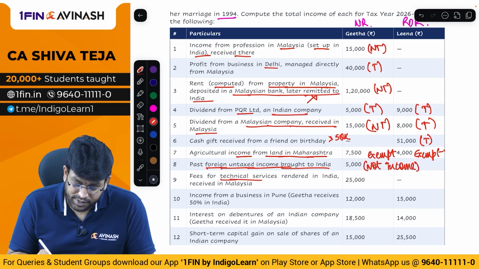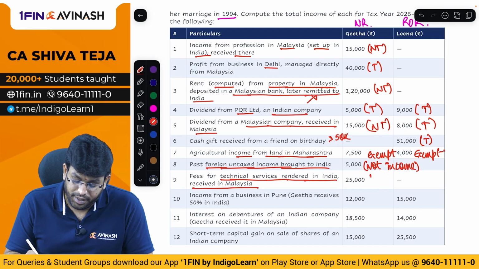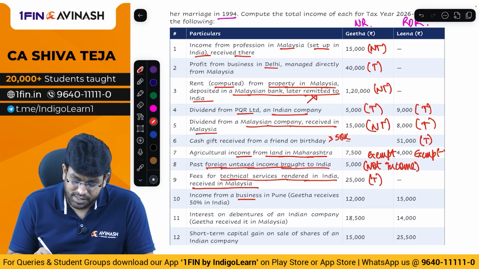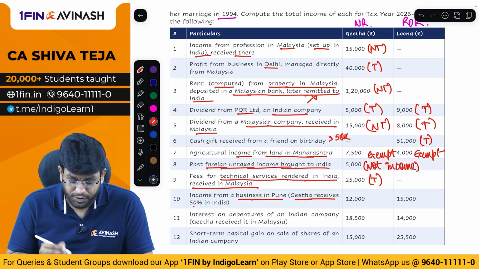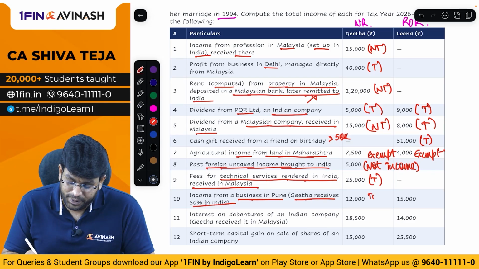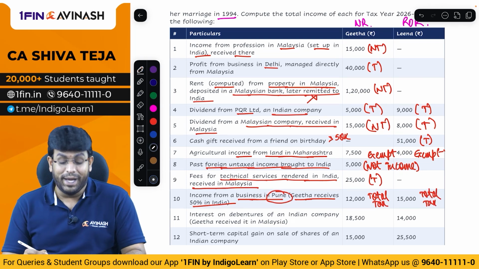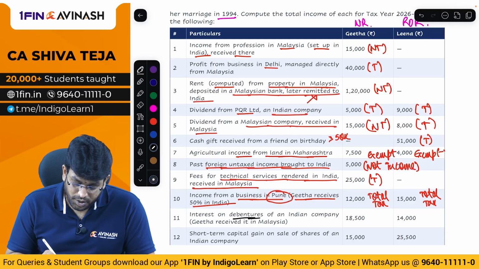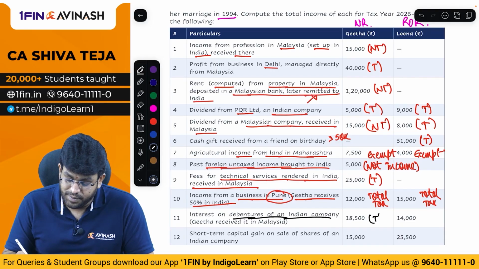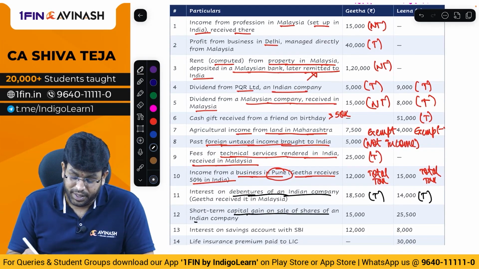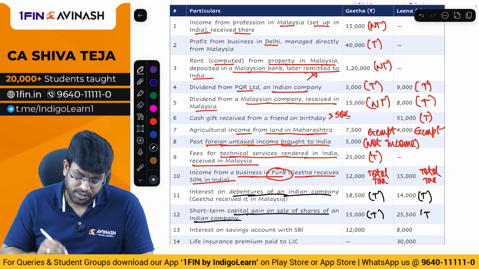Fees for technical services rendered in India, received in Malaysia. Since it is rendered in India, it will be taxable because it is accrued in India. Income from business in Pune, Geeta receives 50% in India. Even though 50% is received in India, the total amount is taxable because the business is in Pune, accrued in Pune. Interest on debentures of an Indian company: once it is debentures of an Indian company, it is taxable. Short-term capital gain on sale of shares of an Indian company is also taxable.